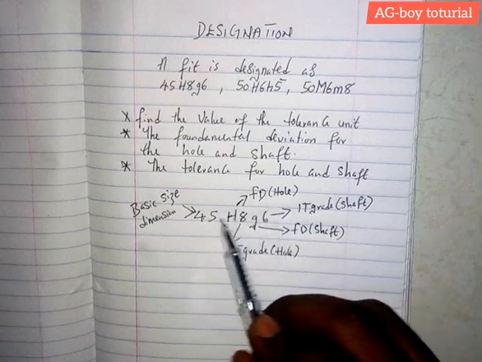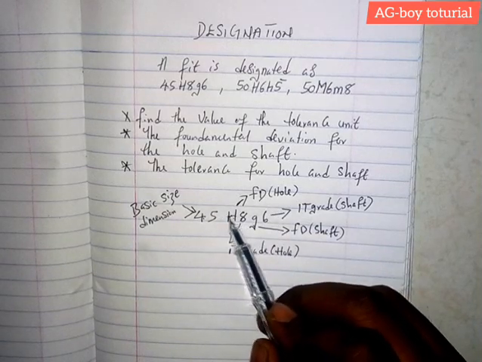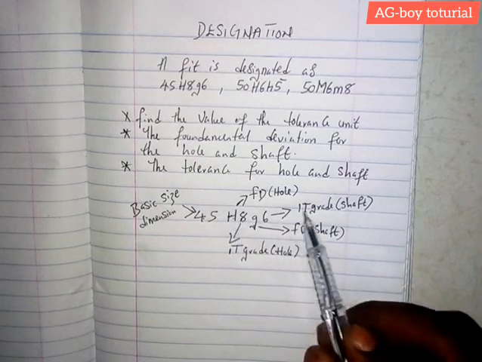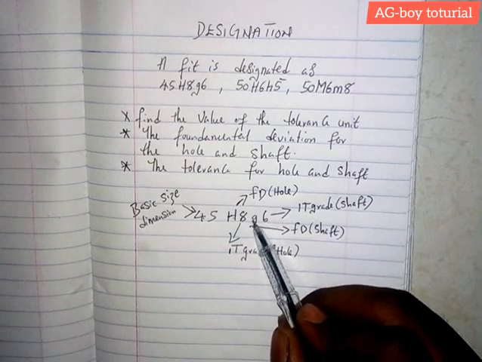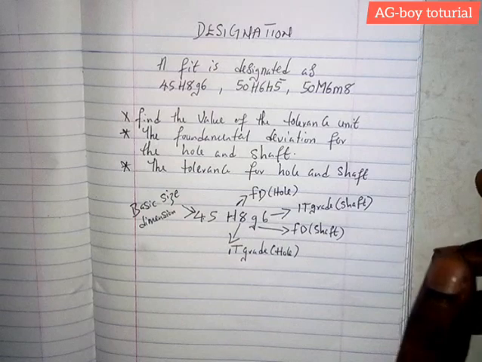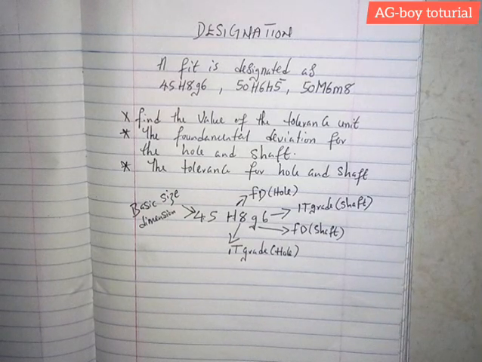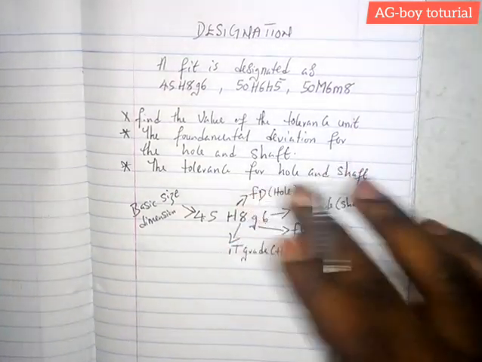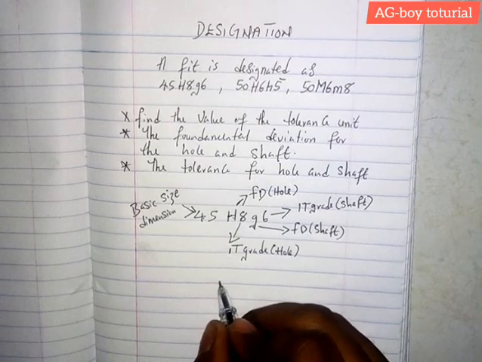So my hole is always indicated with capital letters, while my shaft is always indicated with lowercase letters. All right, so that's the difference between them. So let's do some worked examples for number 1.